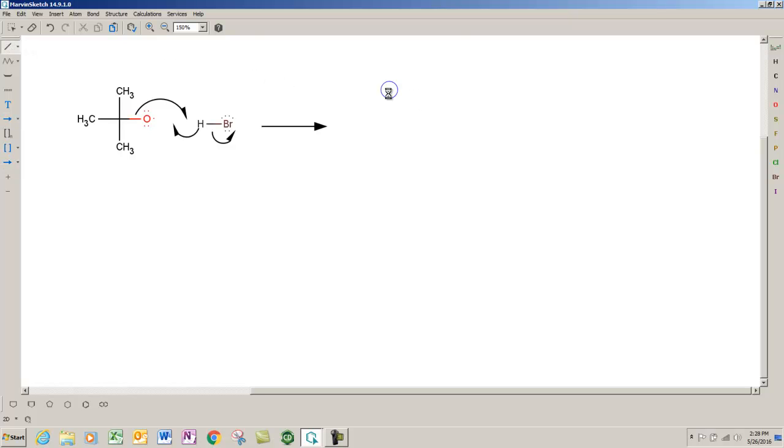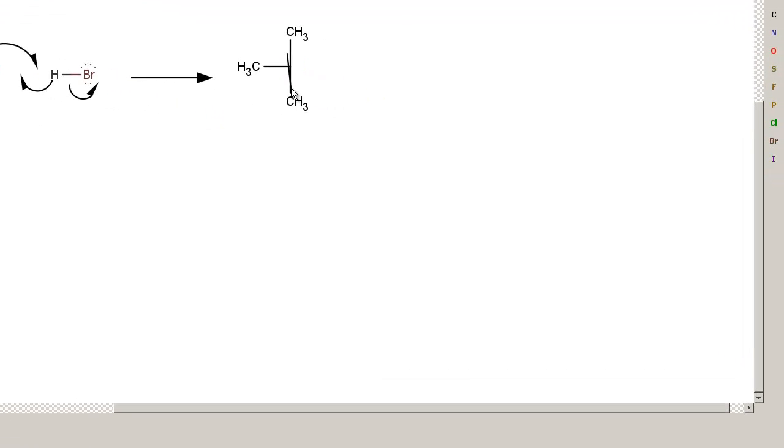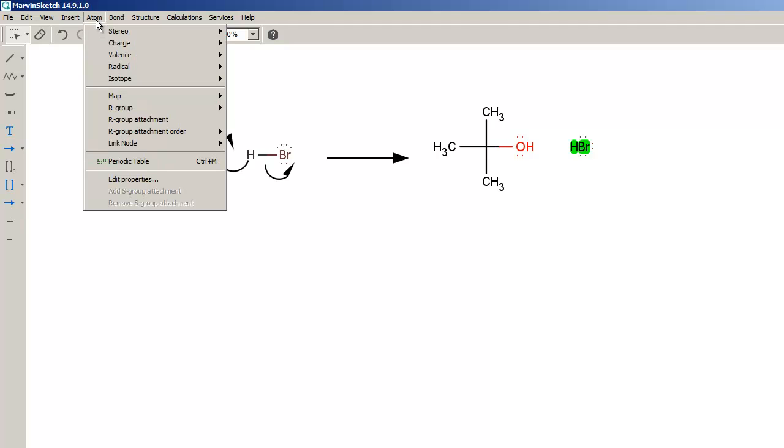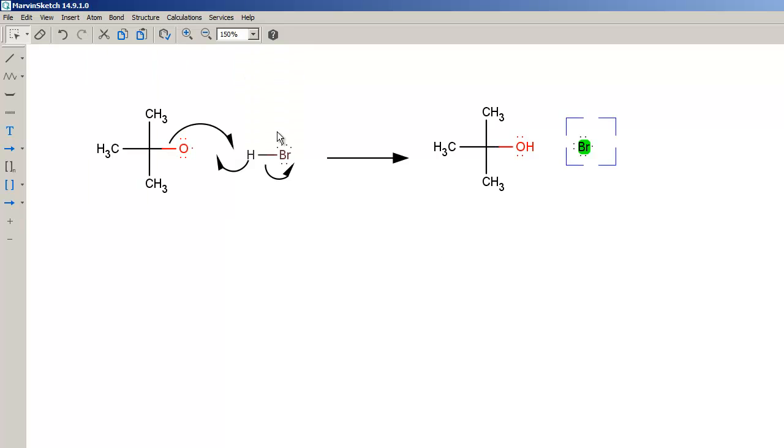So let's draw our products. Now we have an OH there, and then the Br is by itself. Initially it's going to give you a Br, so what you do is you choose it, and then you choose Atom, Radical, Monovalent, and now you have a Br with a lone electron.